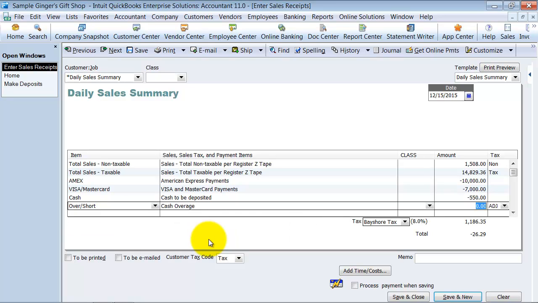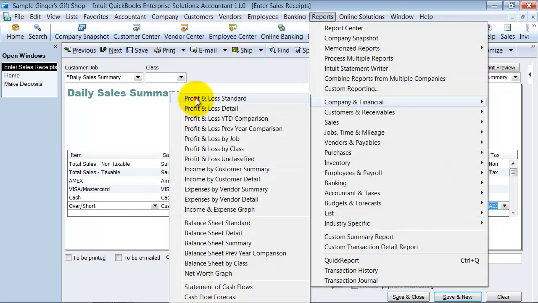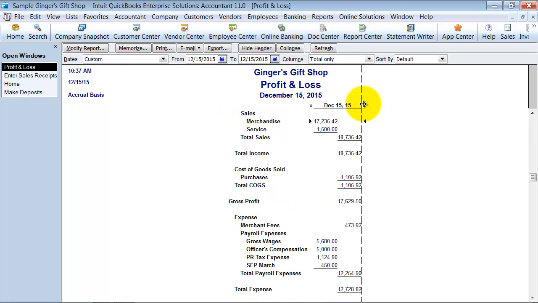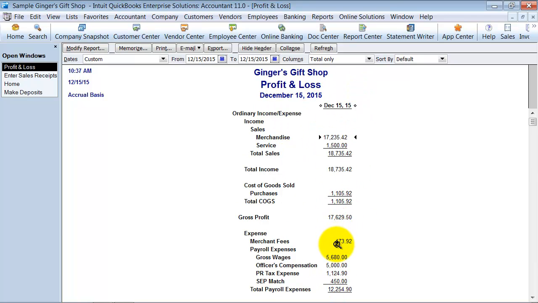Okay. So if I save this, I'm going to say 26.29. We want that total to come out to zero. All right, so let me go ahead in here and run a profit and loss standard before I save this, and we're going to do it for just 12.15. All right, so right now, over and short isn't on here.